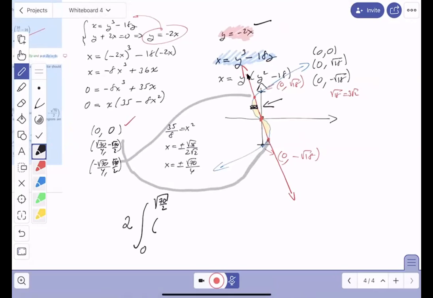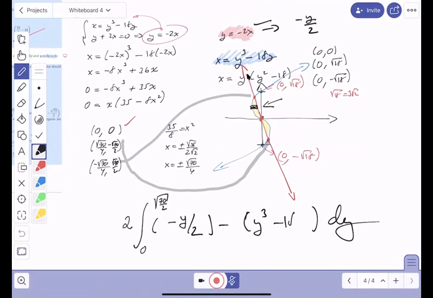But before I do anything, what I want to claim is I've got upper minus lower, and I'm moving along the y-axis, so it's a dy. So I need to know what this is in terms of y's. And this thing in terms of y's would be minus y over 2. Let me write that down for you. So the upper is minus y over 2. What's the lower curve? It's y cubed minus 18y.